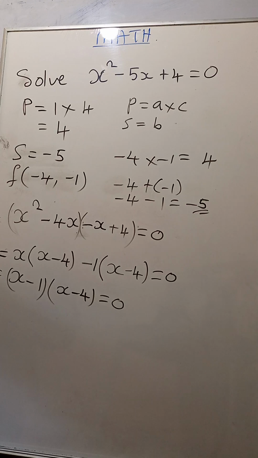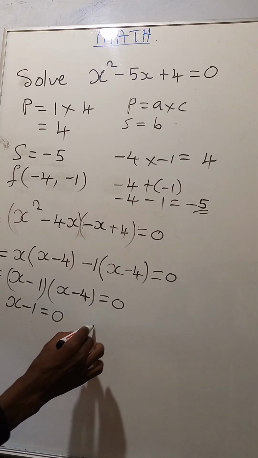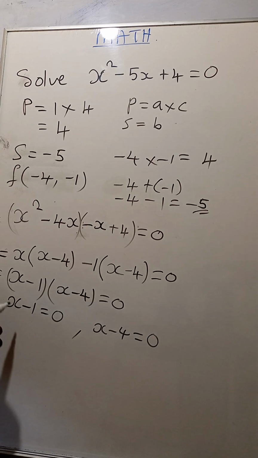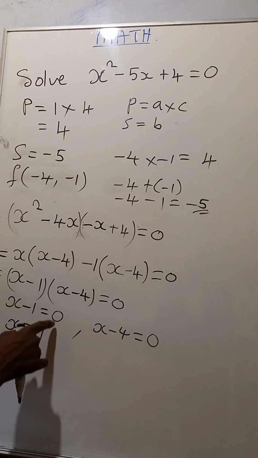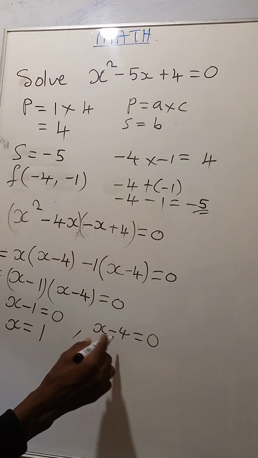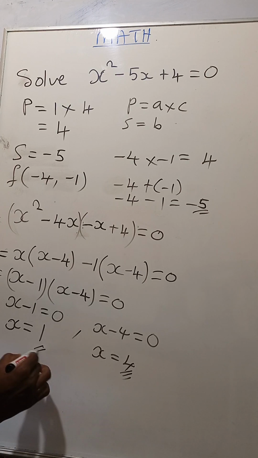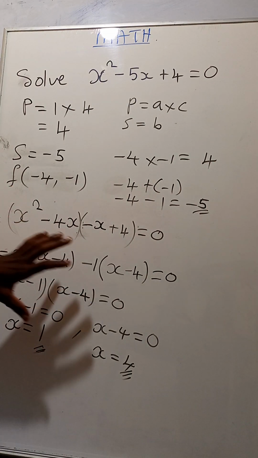Then I can equate them individually. So x minus 1 is equal to 0, and x minus 4 is equal to 0. At the end, I'm going to have x equal to 1, because the minus 1 will jump to the other side, so it will be 0 plus 1, which is just 1. And then here, x is equal to 4. This is how we solve when we are using the product-sum factors, or by grouping, as we have done.